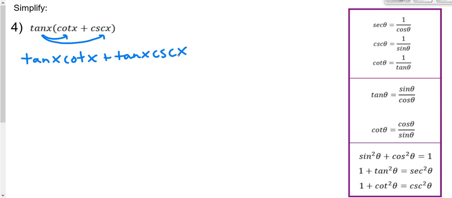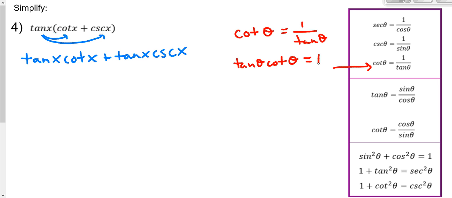Now surely there's something we can do with that. Do you realize that because tangent and cotangent are reciprocals, when you multiply them, you get 1? Every time you multiply reciprocals, you get 1. So you could take that identity that I just drew the arrow toward, and multiply both sides of it by tangent theta, and you would have tangent theta times cotangent theta equals 1. So we can replace that whole expression with a 1. How about the other one? For the other one, let's go ahead and change to sines and cosines.